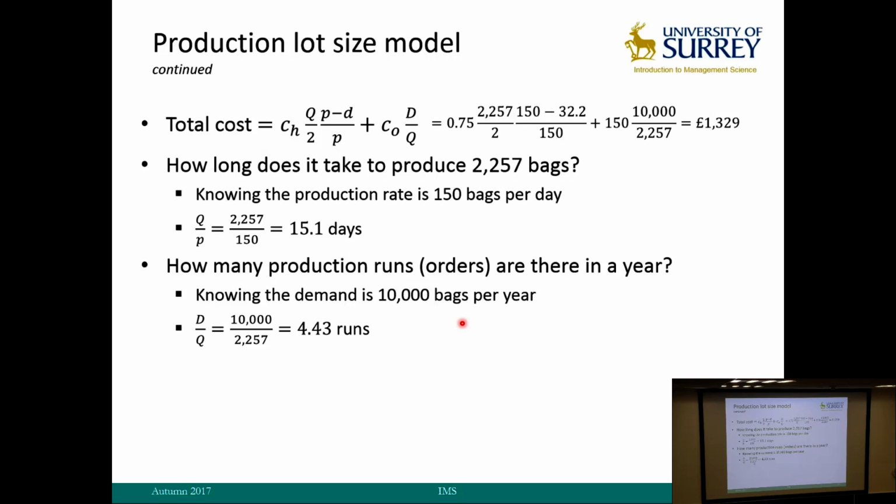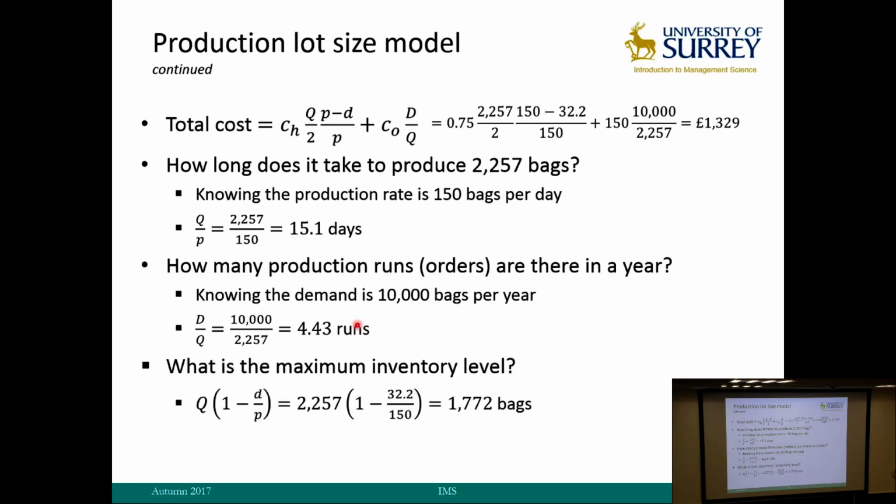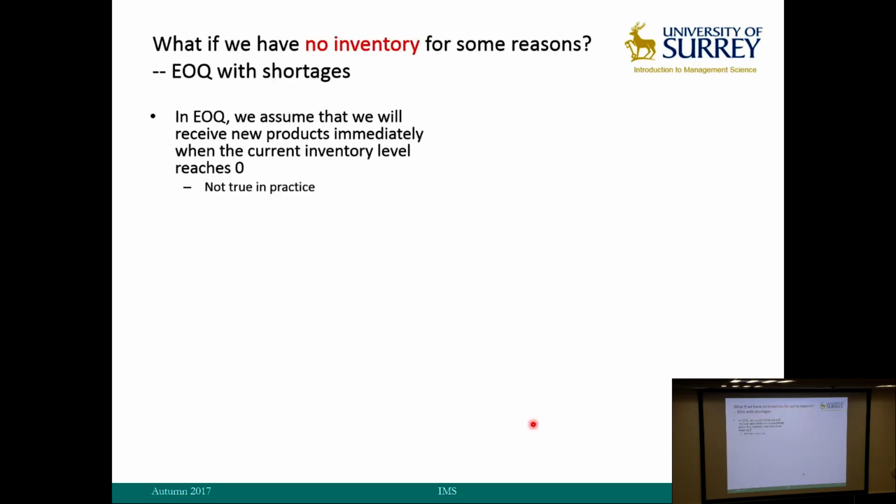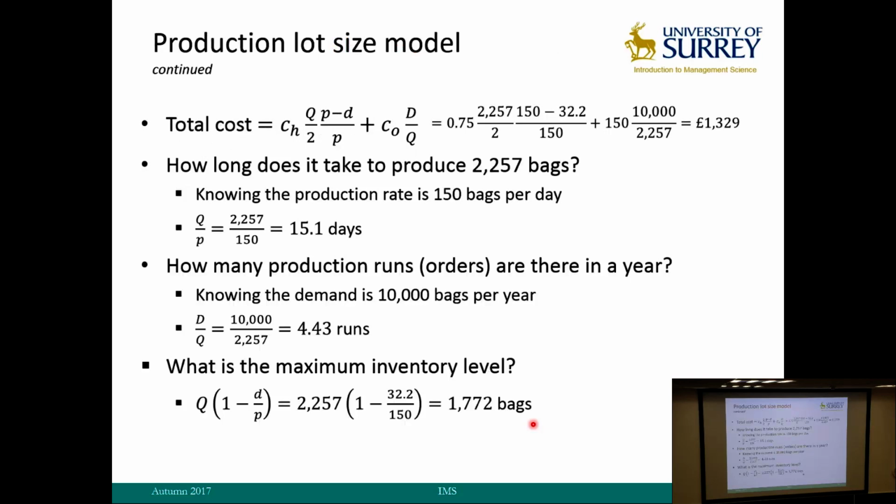Okay. So we know the total demand and we know Q, the quantity for every production run. So we know we need to run 3.43 runs every year. And what is the maximal inventory level? Apparently we know Q, and after every run, we have a certain ratio of the inventory remaining. So this is the ratio, and we can find the maximal inventory level after every run. Okay, so that's the second case.